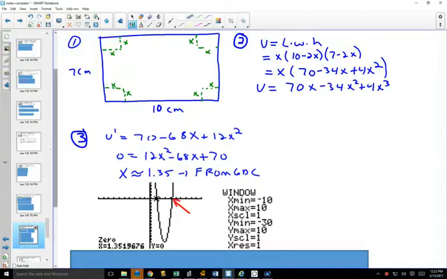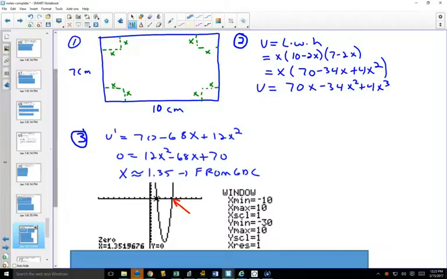The problem with that value, I believe that that one is just a little bit more than 4. Can you see why that one that's a little bit more than 4 does not make sense with our diagram? If you cut out squares that are more than 4, what's going to happen to your side that had 7? There's going to be nothing left, so it doesn't make sense. So the only answer that does make sense is the 1.35.